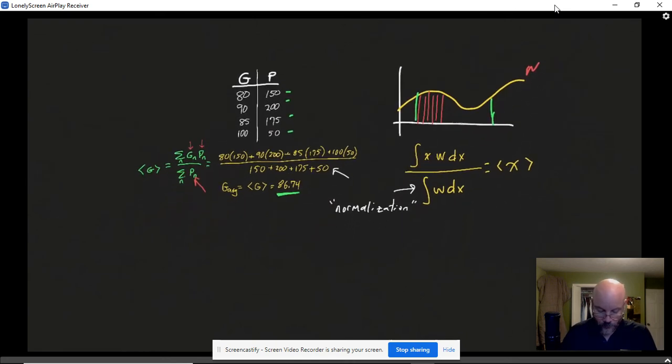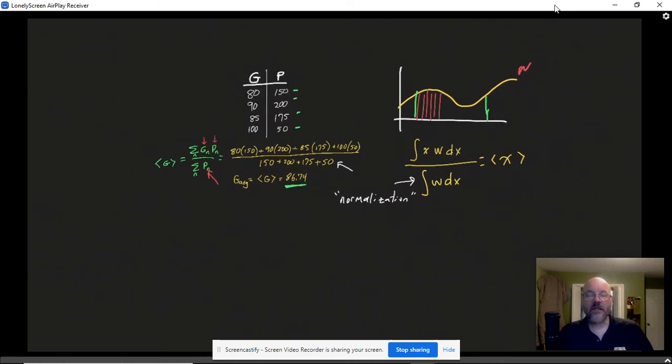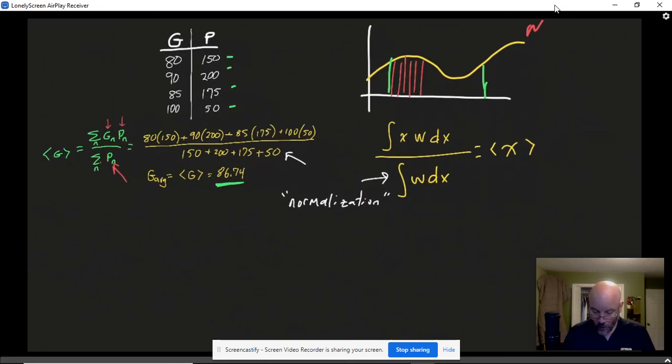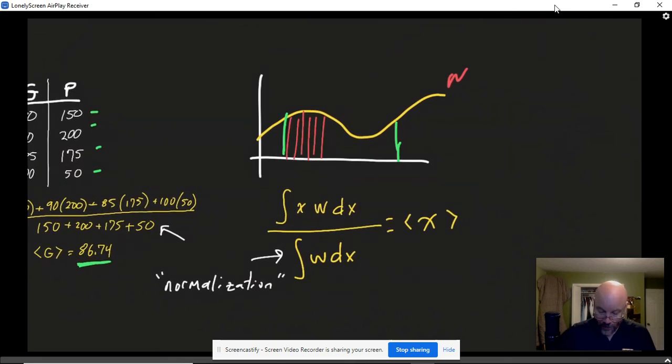So weighted averages: we can do them as discrete things, or we can do them with a function. In either case, we're taking the thing of interest times a density function, or a probability function, or whatever, and then we divide it by the total. Now, just one other thing. When it comes to our function, where we've got a smooth probability density or a smooth weighting function, what is this thing on the bottom here?